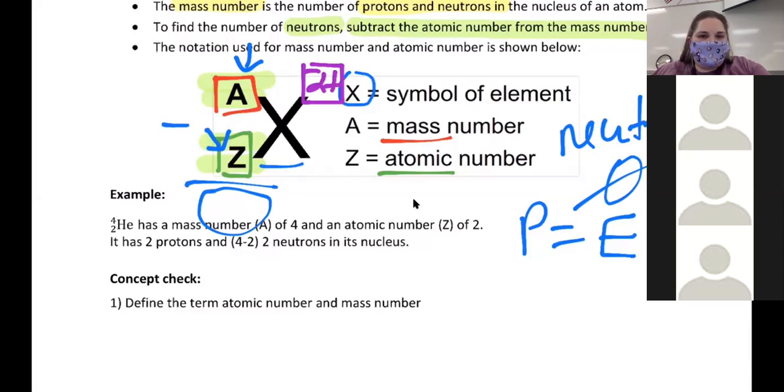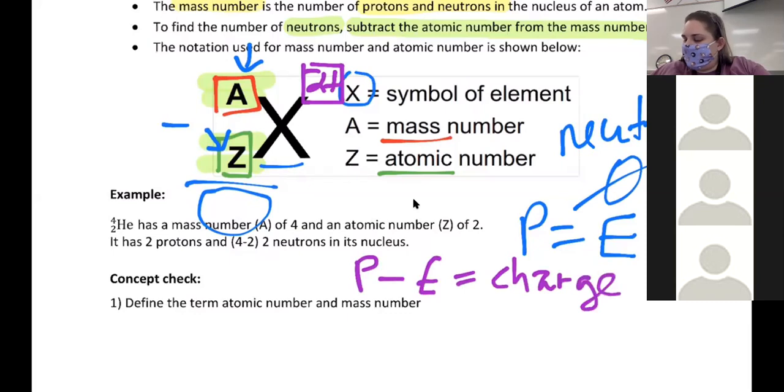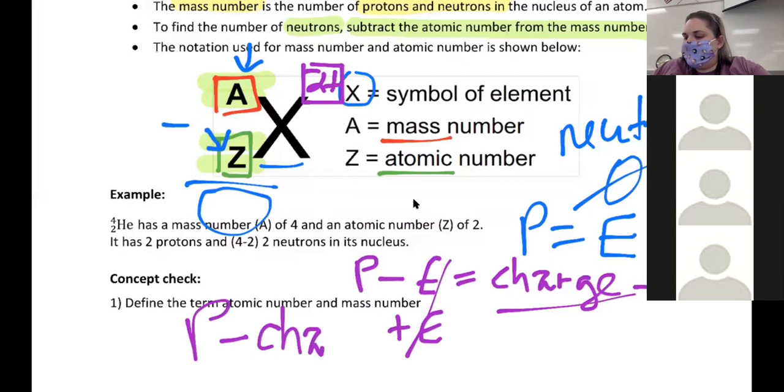And if you need to calculate the electrons, as I said when we were looking at the slide, you do the protons minus the electrons, that gives you the charge. So if I need to figure out the number of electrons from the charge, then protons minus the charge equals the electrons. So if you're trying to figure out the number of electrons on something that has a charge, do the number of protons, which is your atomic number, minus the charge.